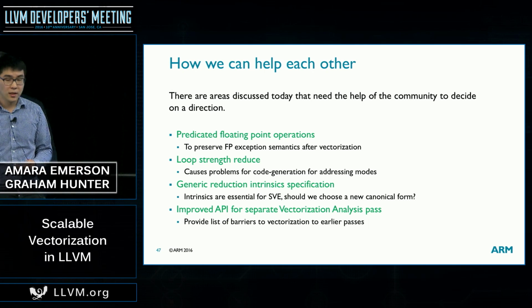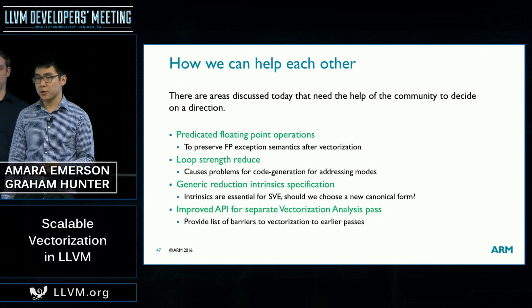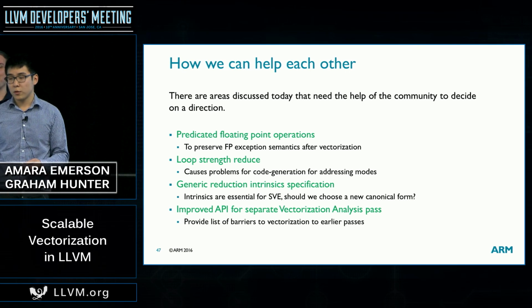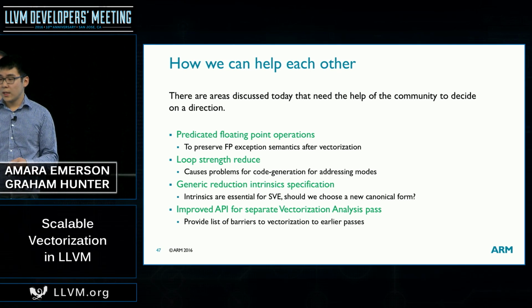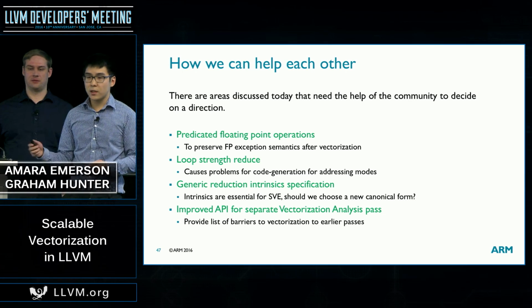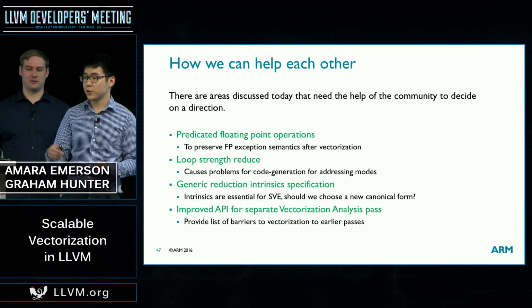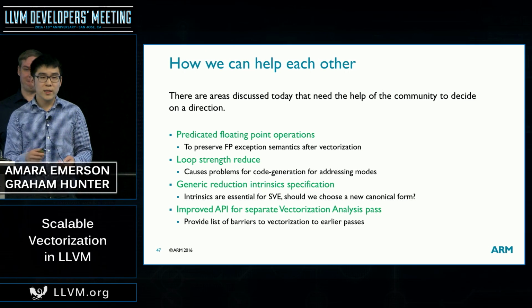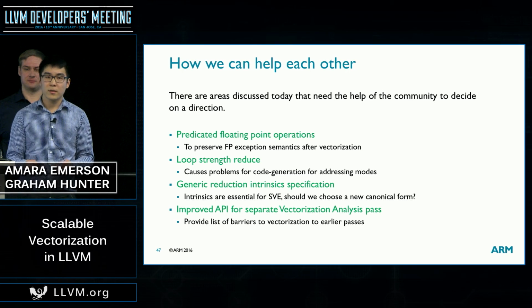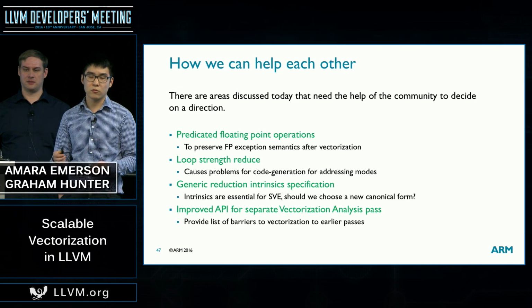Loop strength reduce. This is a pass that causes a lot of problems for generating efficient addressing mode code. We have a pass that does some of loop strength reduce, but we know that's not an ideal solution. We'd really like to talk to the people who know a lot about LSR and how it works internally in order to find out how we can best proceed forward on this, because it's really not a good fit for the way SV works.